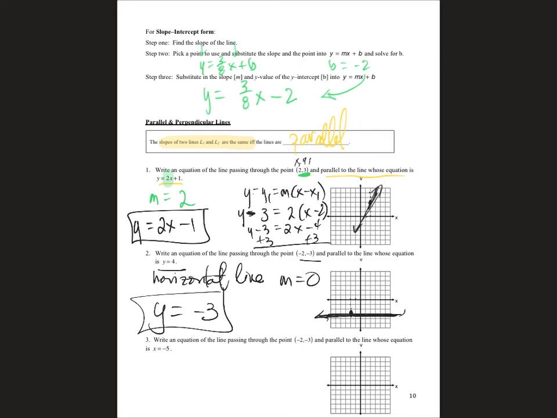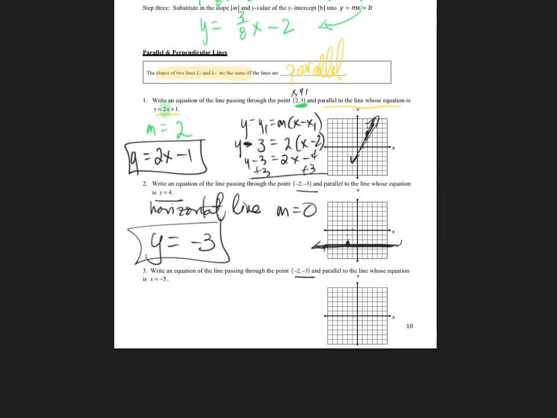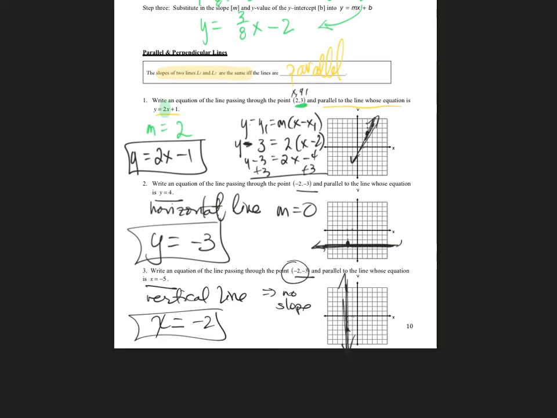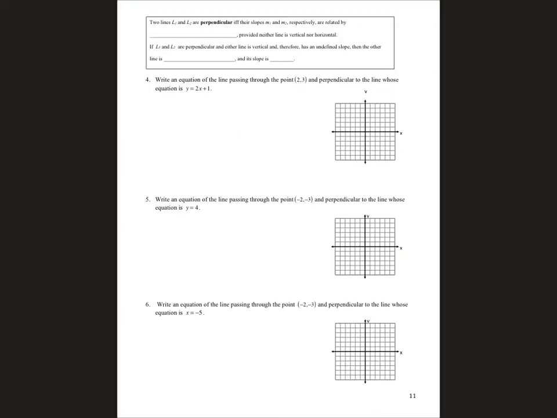What if I want to write the equation of the line passing through -2, -3, parallel to this line? Let me move this up a little bit. Well, what type of line is that? That is a vertical line. A vertical line has no slope. A vertical line that passes through this point looks like this. What do I know about equations of vertical lines? They're always x equaling something. x equals -2. Now, that's for parallel lines.